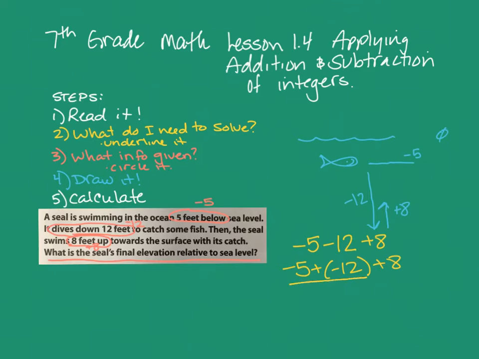A -5 added to a -12 is going to be a -17. Cross that off, bring down what we didn't do yet. A -17 plus an 8. I owe $17. I have 8 in my pocket. Yeah, I'm still going to owe $9.